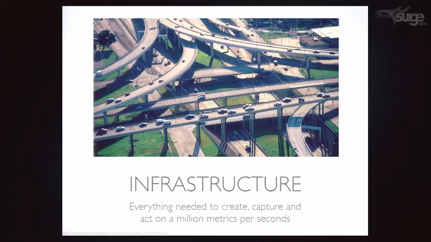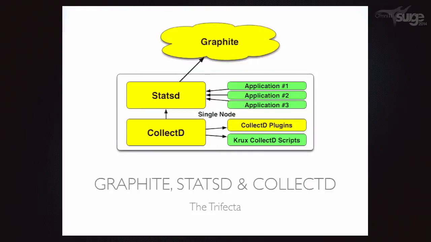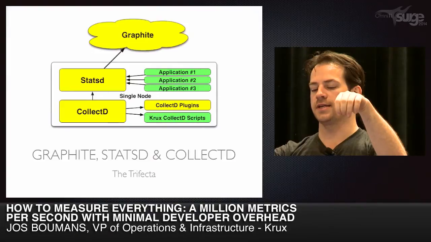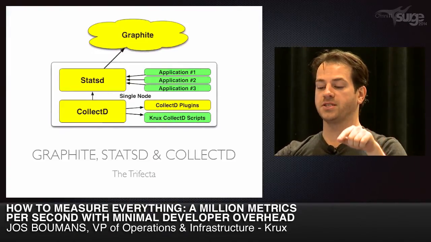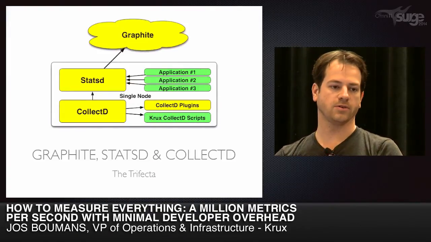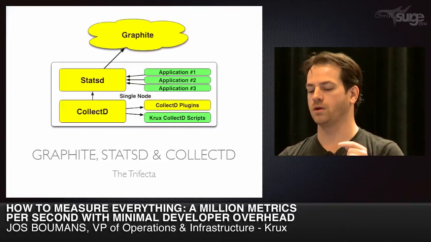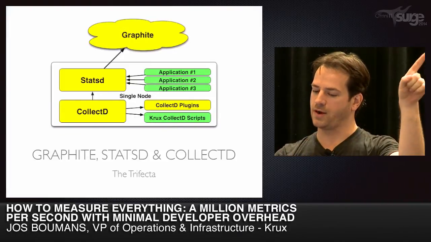So, given that we want to collect as much information as possible, how do you do that in an easy, low-cost, and scalable way? Glad you asked. We like the combination of StatsD, CollectD, and Graphite, and here's how we do it. On every node, we run an instance of StatsD and an instance of CollectD. CollectD gathers system data. It comes with built-in monitoring plugins for disk, CPU, network, and so on. Pass it to StatsD, StatsD to Graphite.